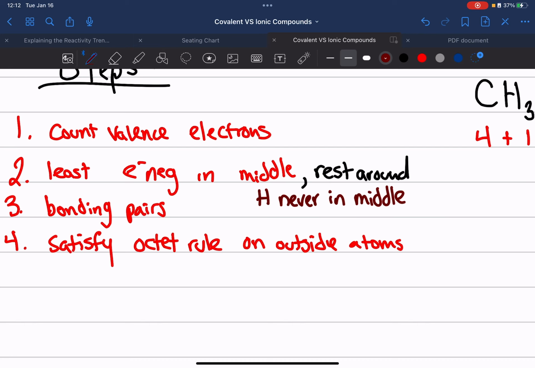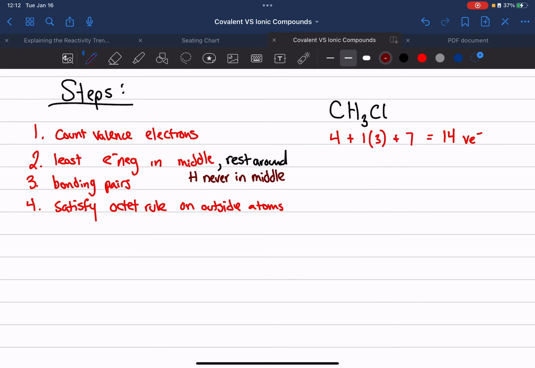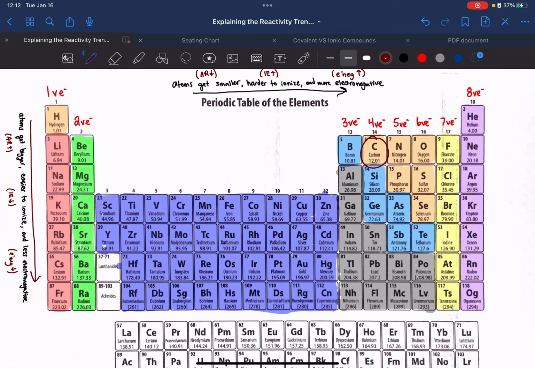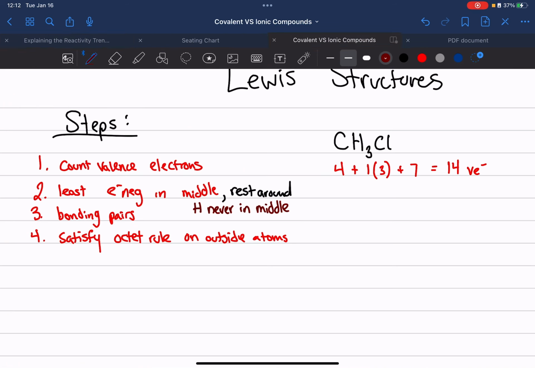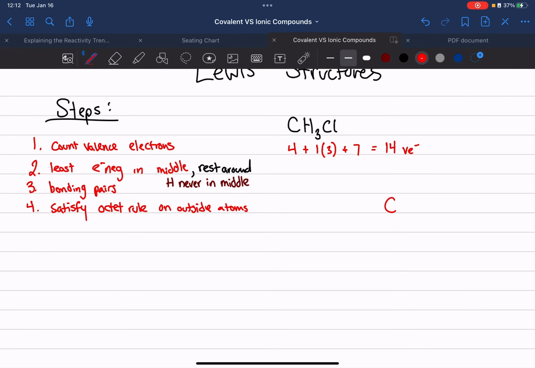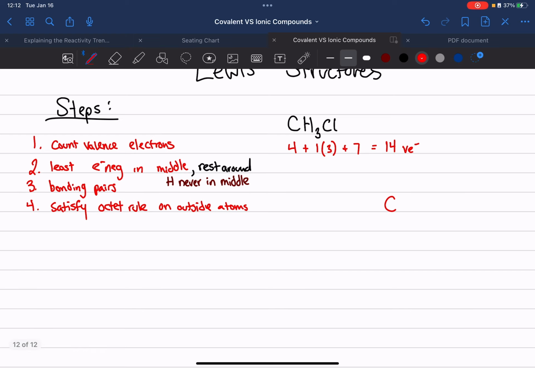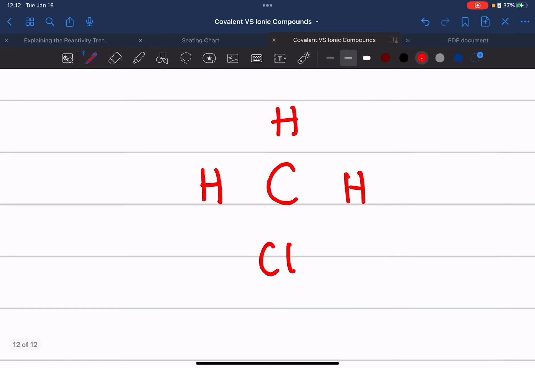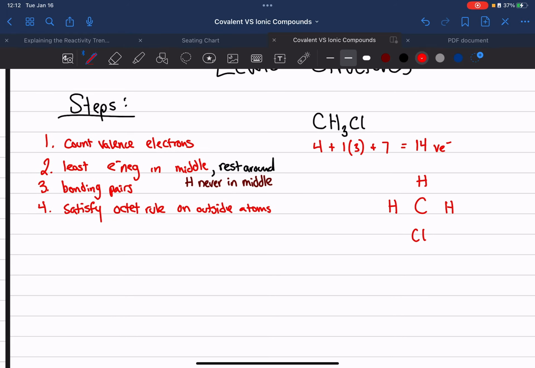So since hydrogen, which is actually our least electronegative, can't go in the middle, that leaves carbon as the next candidate. So carbon's going to go in the middle of my structure here, so I can put my carbon like that. And the rest of my atoms will just go around my carbon. So I'll do 3 H's and a Cl here on the bottom. It doesn't have to be like this, like if you want to put your Cl on the top and your H's around the other sides, it doesn't matter. But there we go. There's step 2.